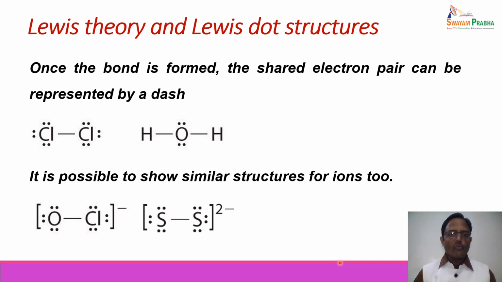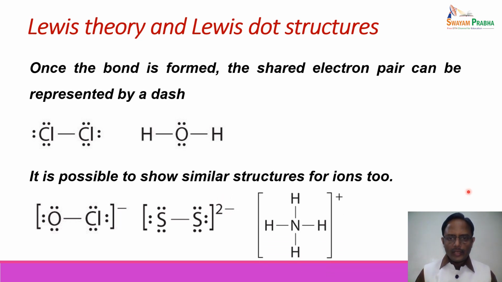Similarly, we have the disulfide ion with both the sulfur atoms completing their octet, and the shared electron pair can be shown by a dash in between them and 2 negative charges because it is the disulfide di-negative ion. Similarly, we can show a positive ion like the ammonium ion, where nitrogen is forming 4 bonds with 4 hydrogen atoms, but since there is one less electron in the structure, nitrogen actually has 5 electrons in the valence shell, but only 4 electrons are shared, with 1 electron lost, and as a result the net charge on the molecule will be positive.